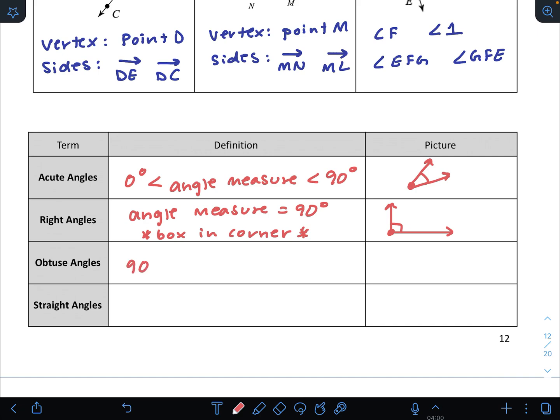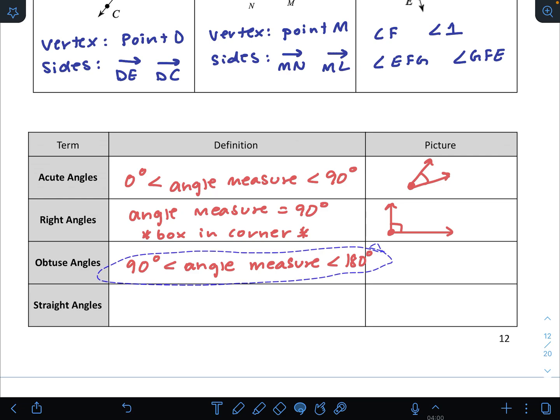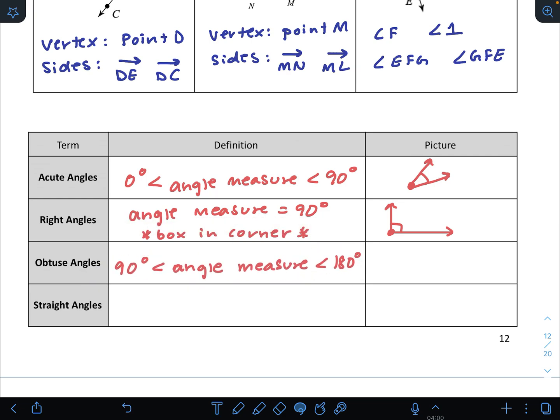Obtuse angles are between 90 degrees and 120 degrees. Sorry, 180 degrees. I'm trying to write and talk at the same time. There we go. So obtuse angles are between 90 degrees and 180 degrees. These are those really wide angles. So again, they have a vertex, they have 2 rays with a common endpoint, and they're just wider. So it's larger than a 90-degree angle, but smaller than what we call a straight angle.